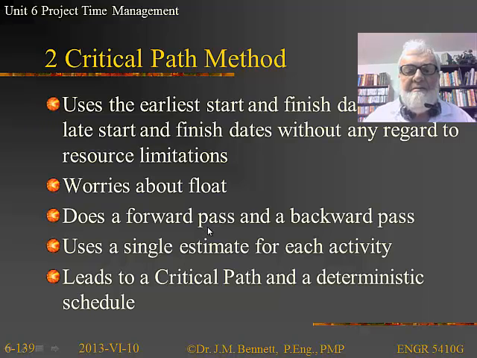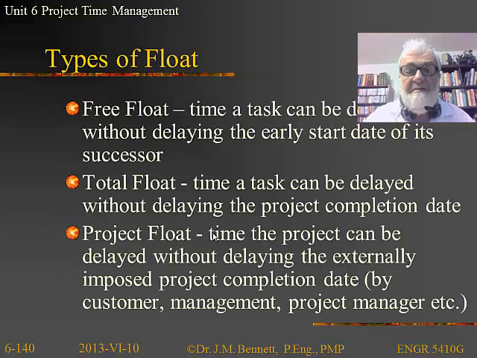The critical path method uses a single fixed estimate for each activity. No rule of 6, no beta distribution, just 5 days, 6 days, whatever it is. This leads to the definition of a critical path and a deterministic schedule. Now we can talk about float. It's the time a task can be delayed without delaying the early start of its successor. In other words, if we've got float, it means that we don't have to execute the task immediately. We can delay it up to the number of days specified in the float.